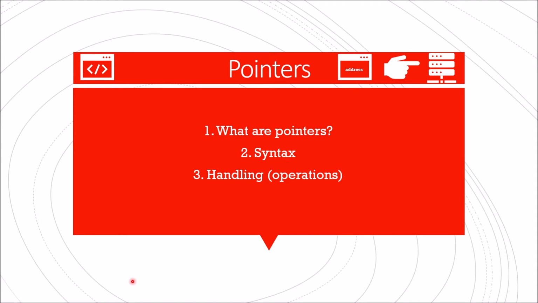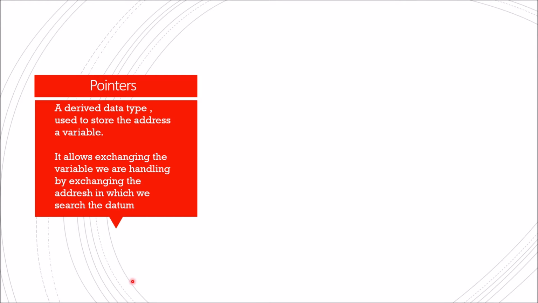Hi everyone, in this video we'll review the subject of pointers in C. We'll get to know what pointers are, the syntax, and how to do operations with them. First of all, a pointer is a derived data type used to store the address of a variable.